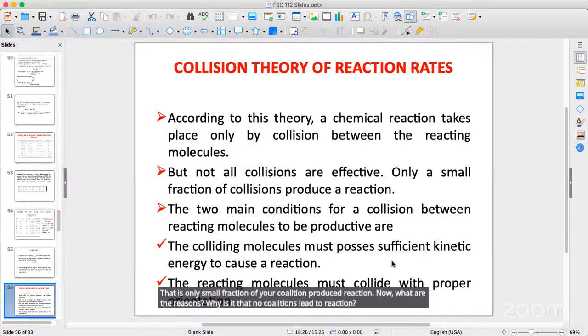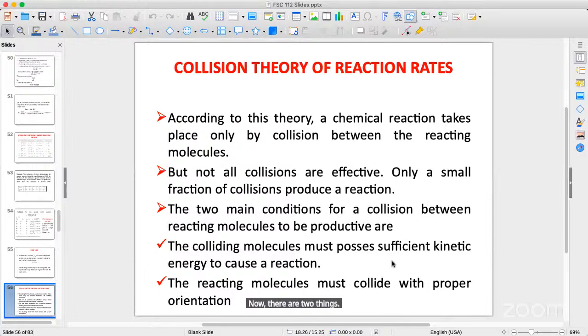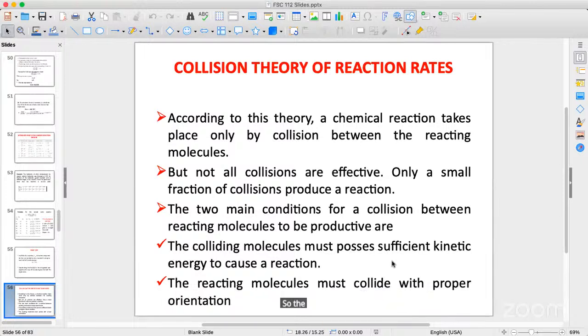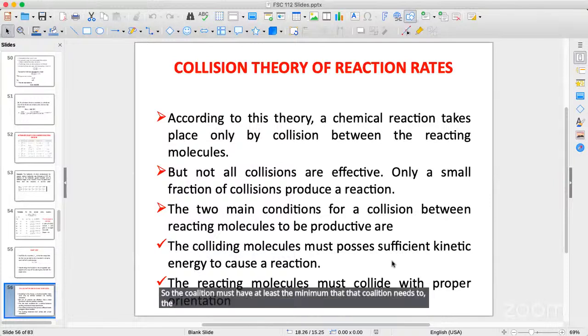There are two things. For a collision to be productive, two conditions must be met. First, the molecules must possess sufficient kinetic energy to cause a reaction. There is an energy barrier that must be crossed. So the minimum energy the collision needs in order to lead to reaction is that energy barrier. That kinetic energy is the minimum.